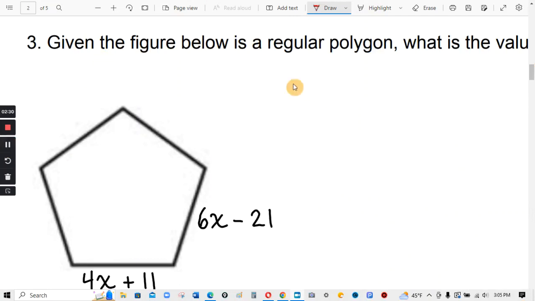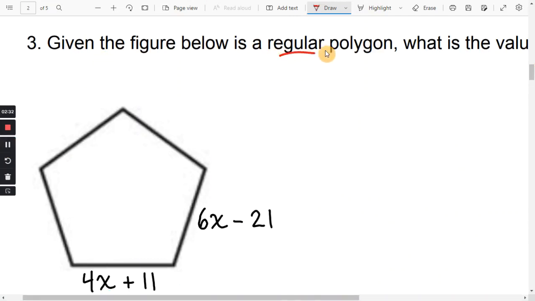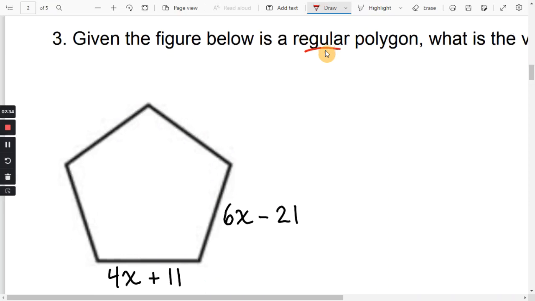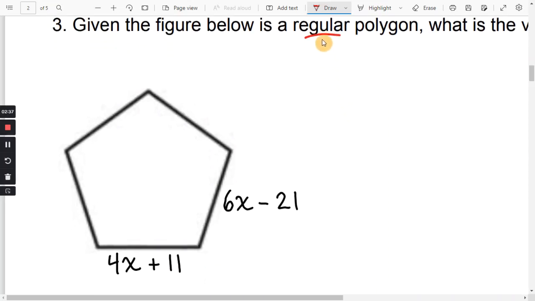Number 3, given the figure below, is a regular polygon. What is the value of x? Okay, remember for the regular polygon, the sides are congruent. That means they are the same length. So this side is congruent to that side. Since they are equal length, you just set them equal to each other. So 4x plus 11 is going to equal 6x minus 21.